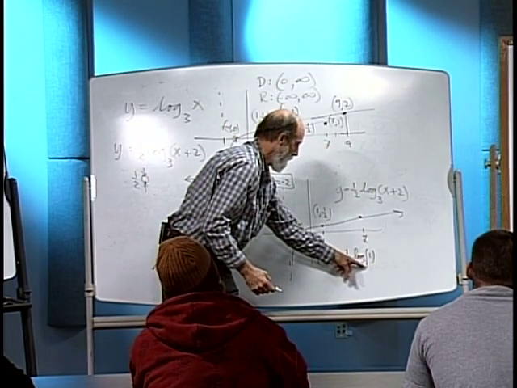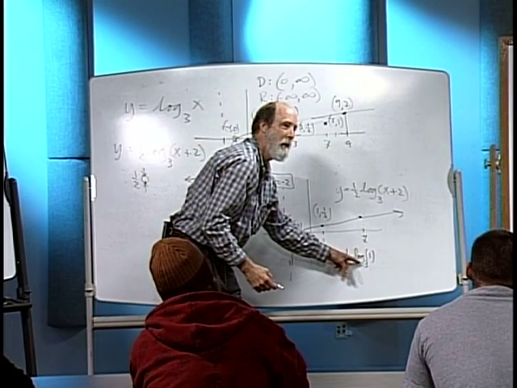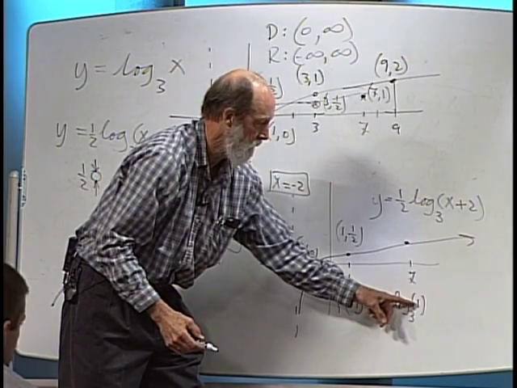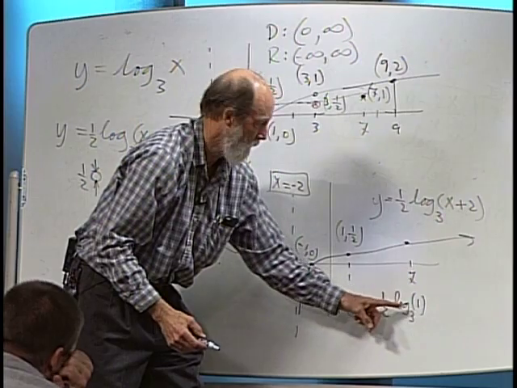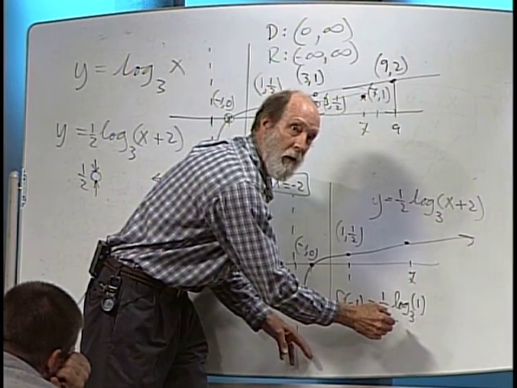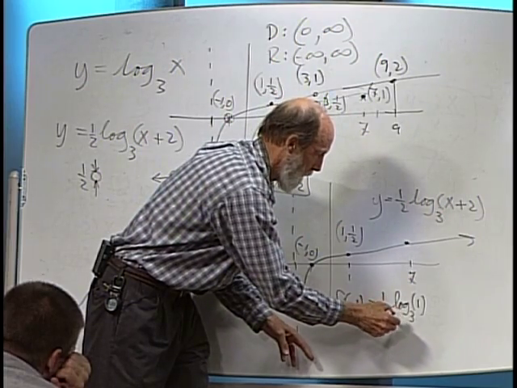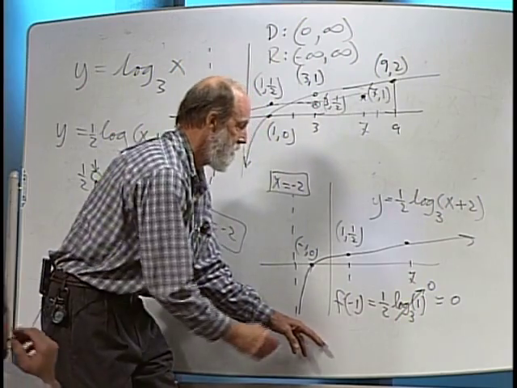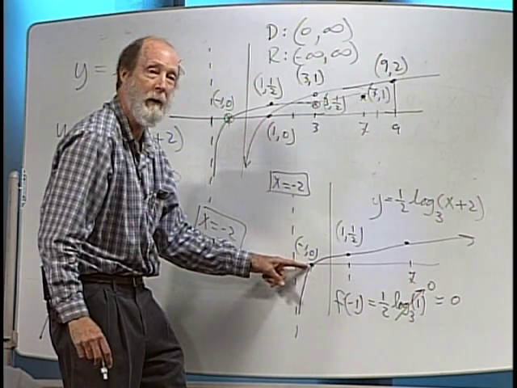And what's log base 3 of 1? What's the exponent of 3 that gives you 1? 0. That's a 0 right there. And so we get 0 as a result here. That's this point right here.